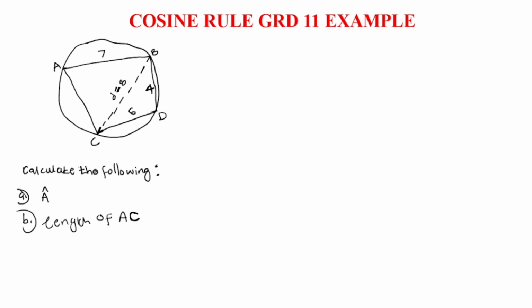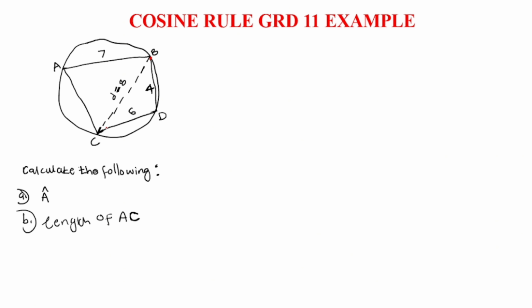Today, we're looking at an example on cosine rule. As you can see there, we have a cyclic quad made up of A, B, C, and D, and therefore it's got a diameter of 8. We've got a triangle there, triangle B, C, D.